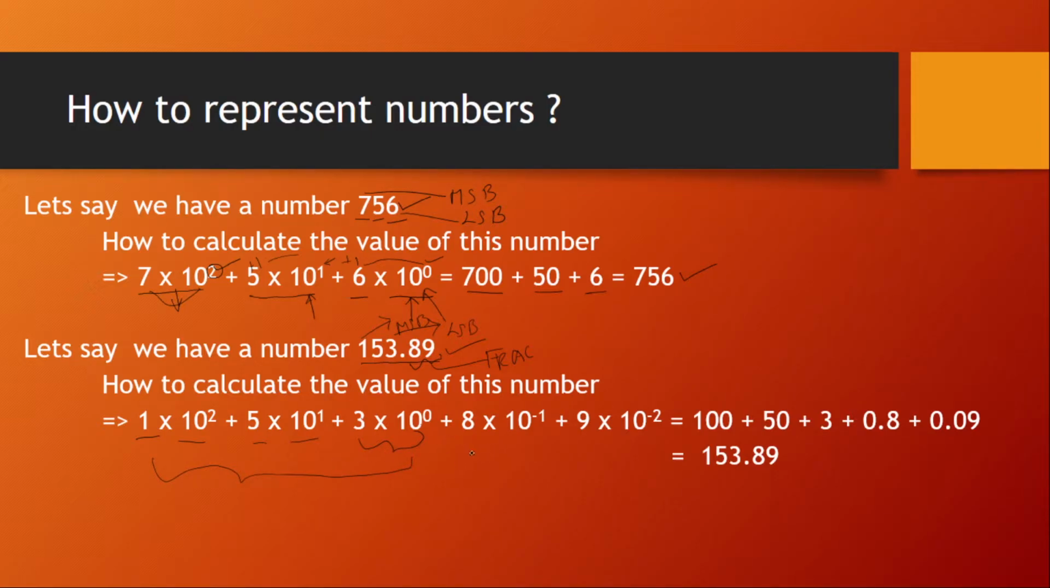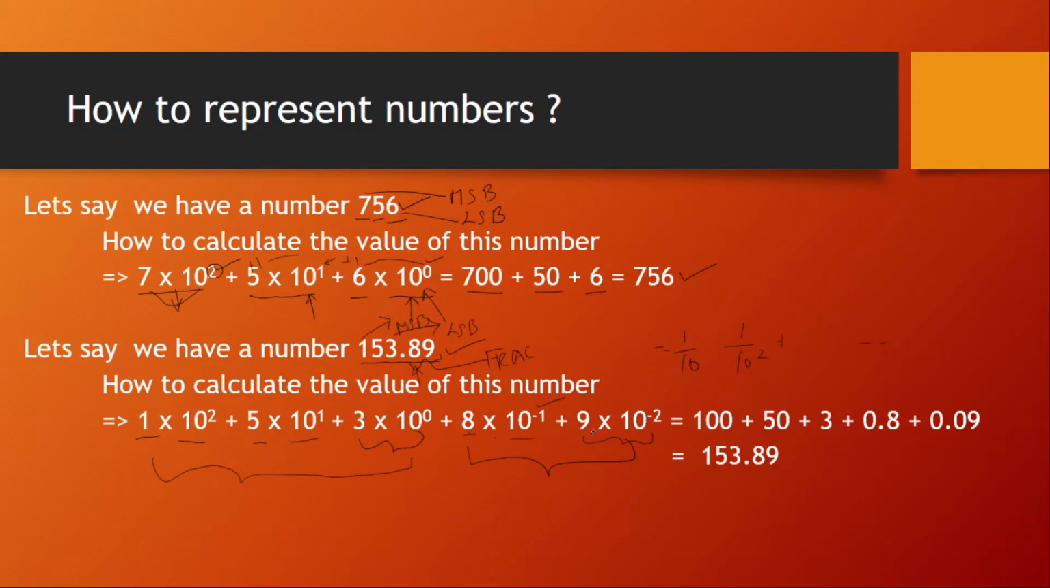Then speaking about the fractional part, we start from the first bit, what we have here, 8 into, this time 10 is raised to the power minus 1 because it's a fractional part. So minus 1 is nothing else but 1 by 10, and 10 power minus 2 is nothing else but 1 by 10 square, and it keeps on going as we progress further. So 8 into 10 power minus 1, that's the first quantity what we have, plus 9 into 10 power minus 2, that's the second quantity what we have.